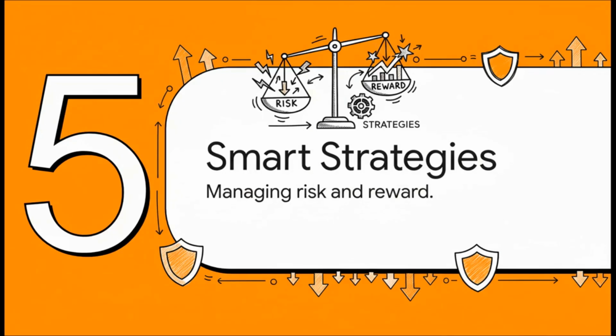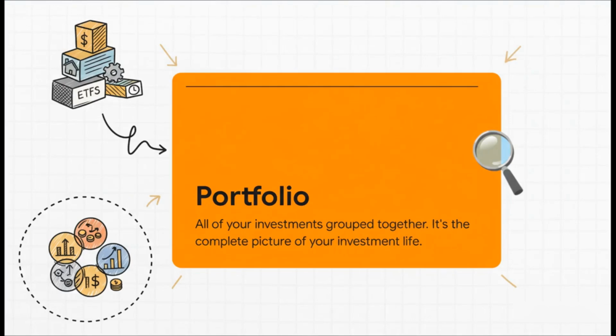All right, let's level up a bit. We know the basic terms, we can read the market's mood. Now let's talk about the big picture ideas that smart investors use to manage that whole risk and reward dance. First up, your portfolio. It sounds fancy, but it's really just the name for all of your investments bundled together. Your stocks, your bonds, your retirement accounts, all of it. It's the full snapshot of your investment life.